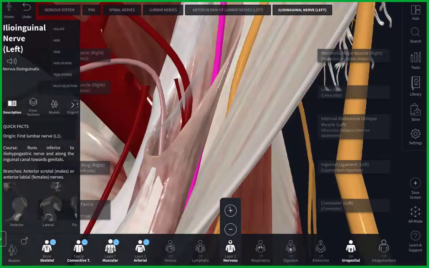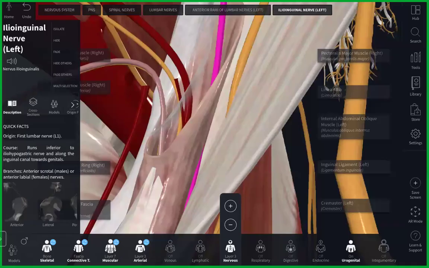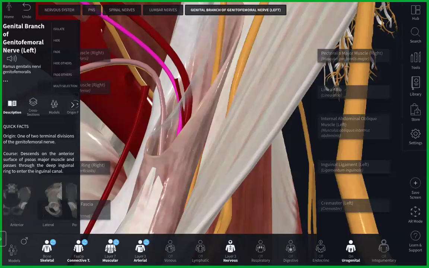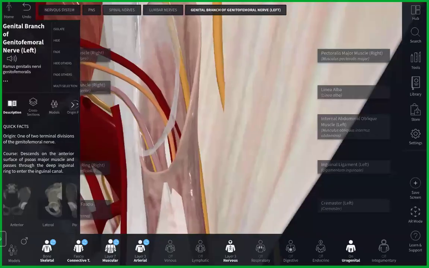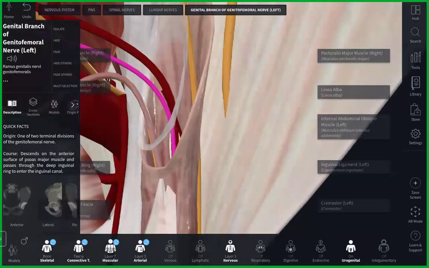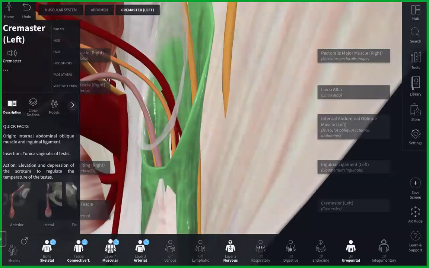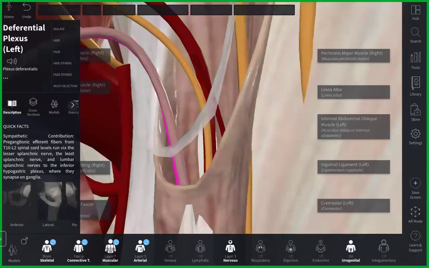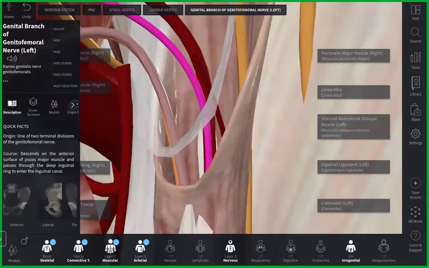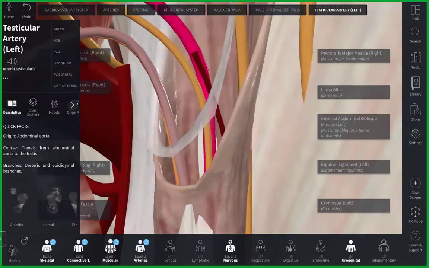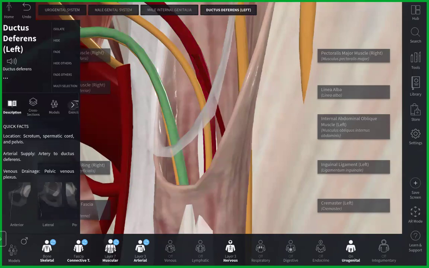Now, do we have any other nerve? Which one enters? Remember, genital branch of genitofemoral nerve enters the deep inguinal ring. We have another one. That one is not important. So the structures are genital branch of genitofemoral nerve, testicular artery, and we have venous plexuses. We don't need it now. We have ductus deferens. Okay.